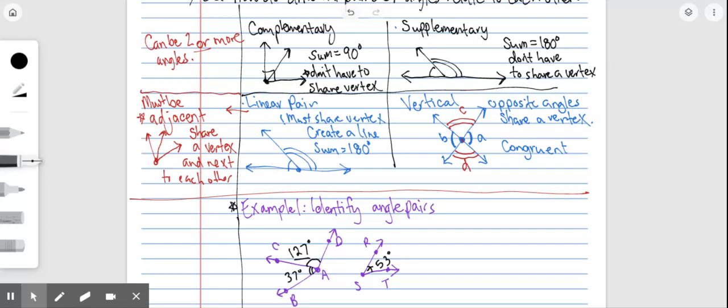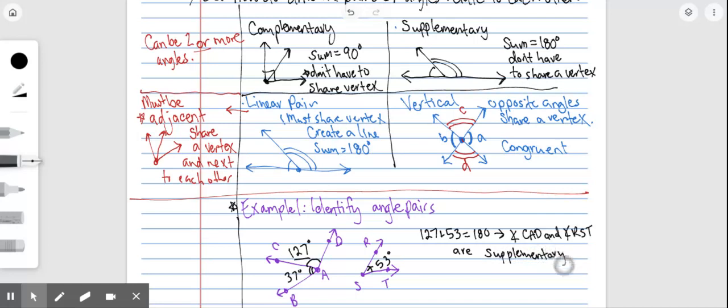All right, so I know that 127 plus 53 equals 180. So I'm going to write 127 plus 53 equals 180, which means angle CAD and angle RST are, if they sum to 180, what are they? They're supplementary. Okay. Now they are not a linear pair.